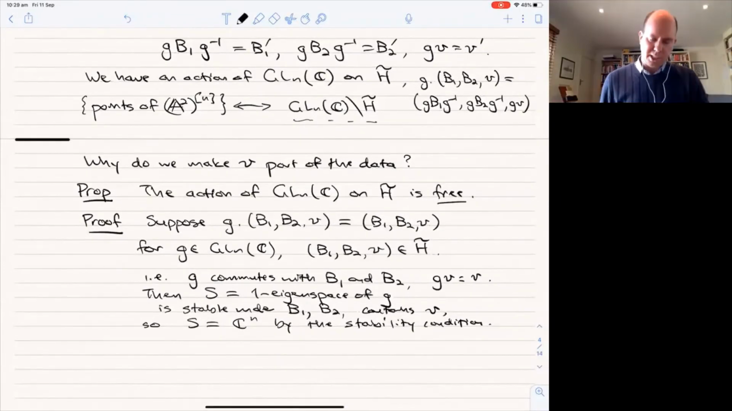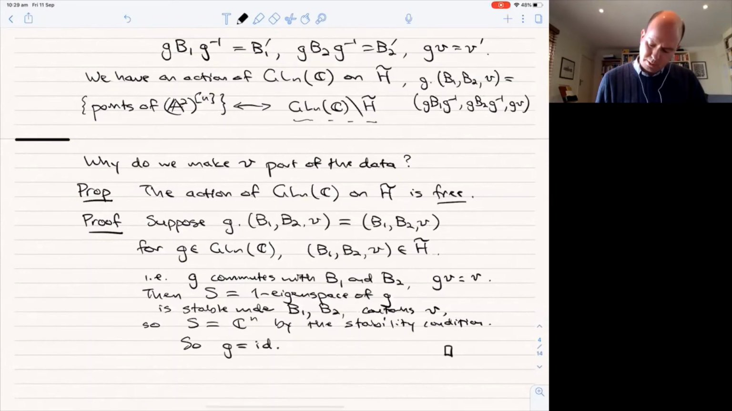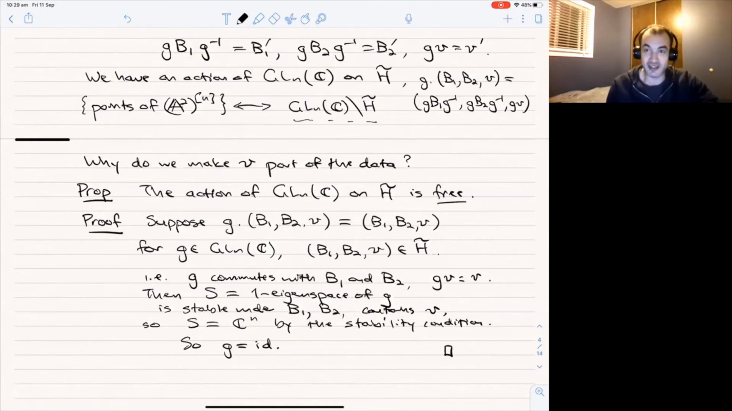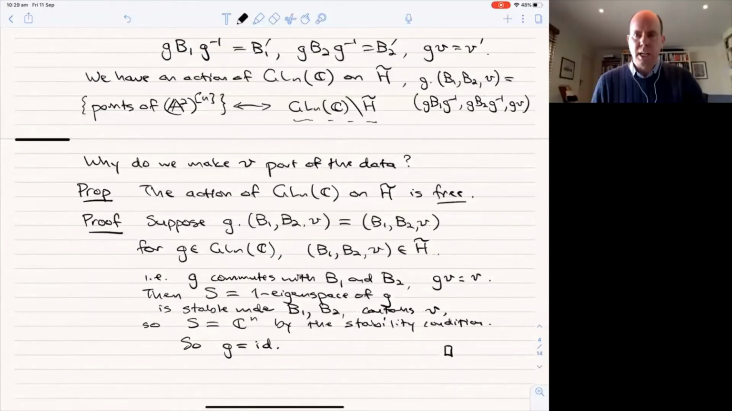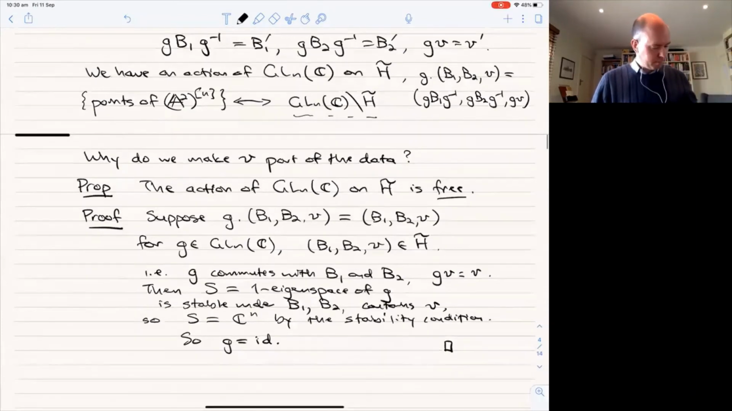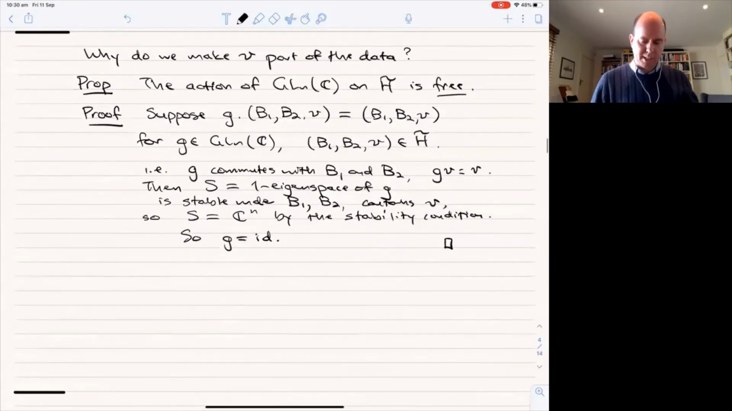The one eigenspace of g is the whole of C^n. So that means that g is the identity. So the only group element that fixes everything is the identity, which is what it means to be a free action. So for n equals 2, v is going to define the element of P1, right? No. Okay, so let me answer that by looking again at the case n equals 2.